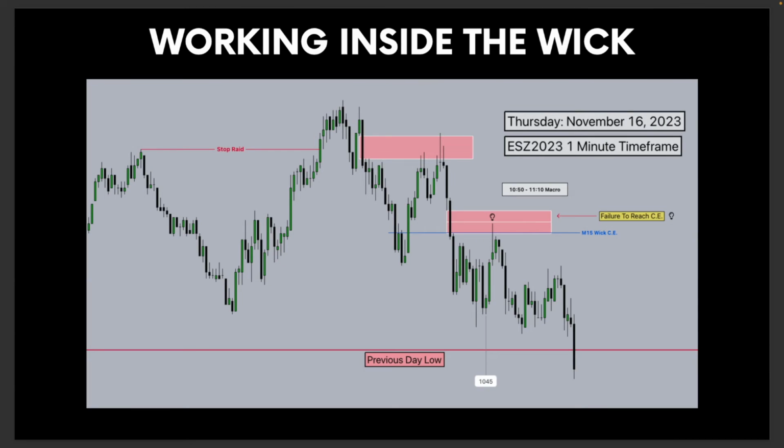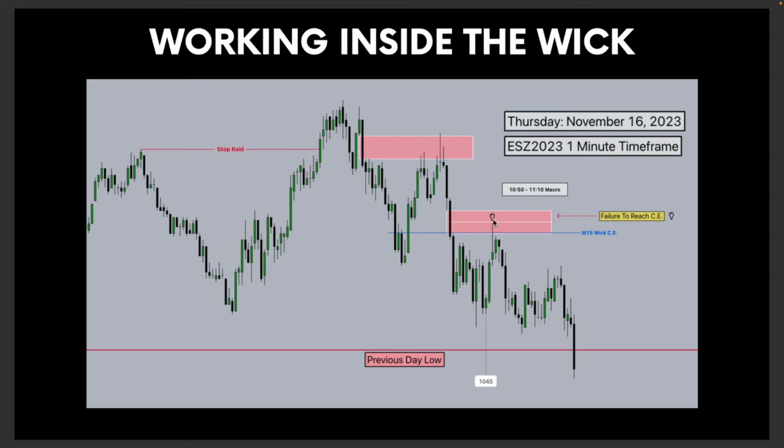So a great example of combining these concepts, combining the algorithmic signatures with macros and the immediate rebalance to read order flow, to read price. So we're inside this 1050 macro here, but what's occurring? This blue line here, that's the CE of that 15-minute wick that we were just looking at. So you can see on the 1 minute, we wick above it, but what occurs here? We're failing to get to the CE, the 50% of this SIBI. That's a signature. Price doesn't want to go up there.